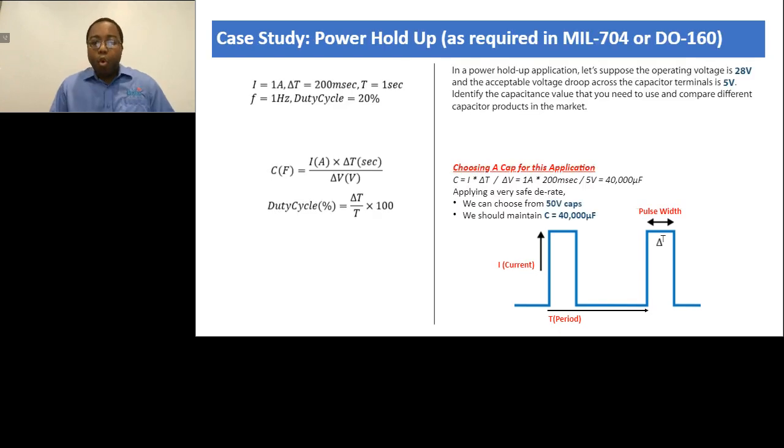In this example, we have a power holdup application where the current is 1 amp, the pulse width is 200 milliseconds, and the allowable voltage droop is 5 volts. Plugging these parameters into our equation, we find that we need a 40,000 microfarad capacitor. Since our operating voltage is 28 volts, we'll apply a D rate and specify a 50 volt capacitor.